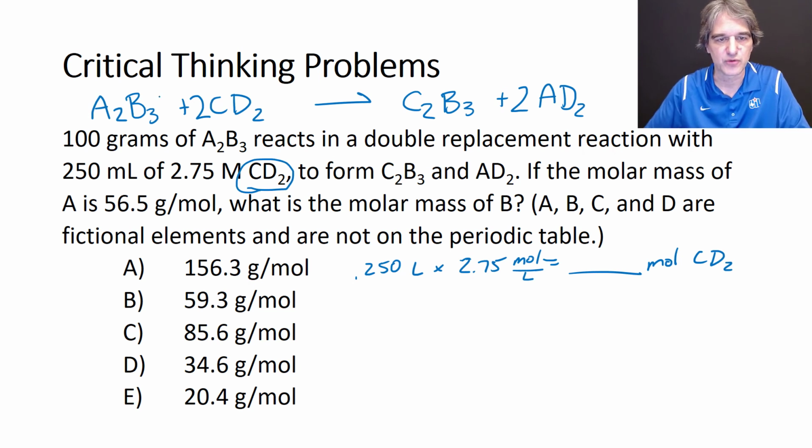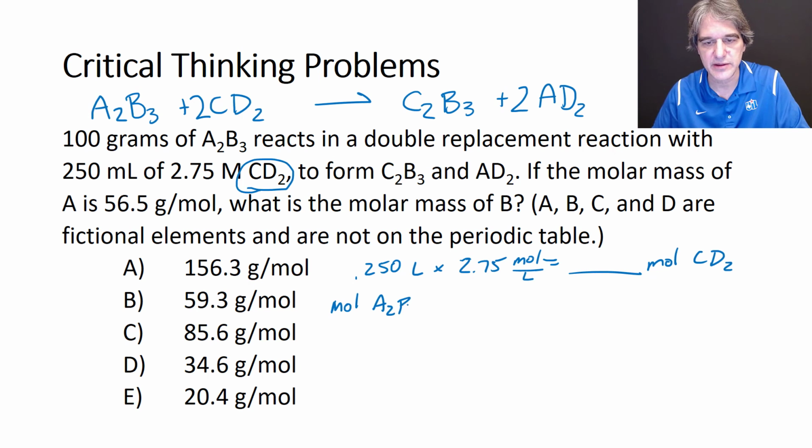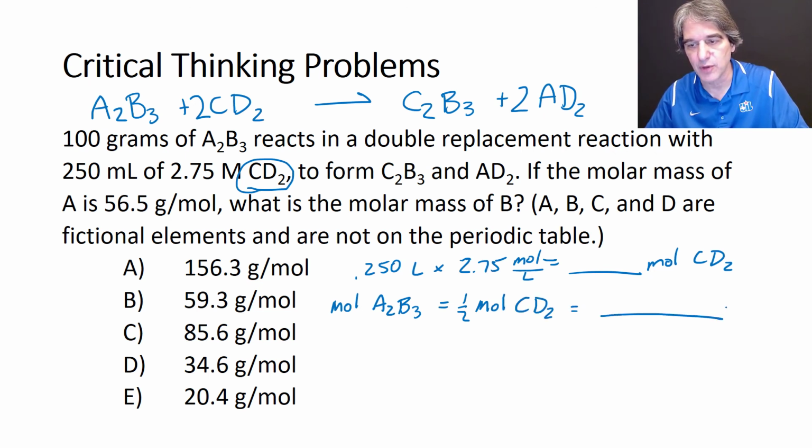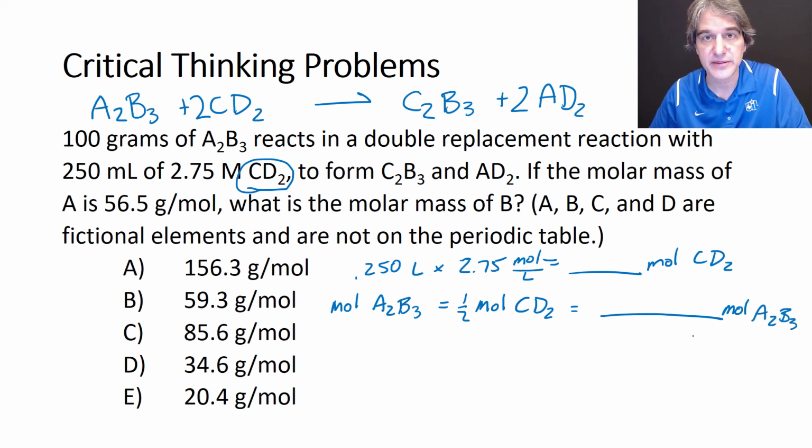And how does that help us? Well, moles of A2B3 is equal to CD2 times 1 over 2, so it's 1/2 of the moles of CD2. So now we have moles of A2B3. Well, if we have the moles of A2B3, we have the number of moles of A2. Well, we have the number of moles of A.